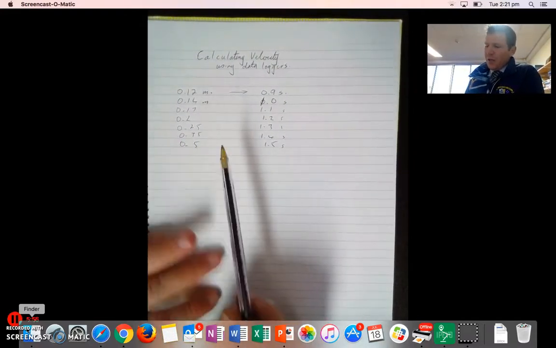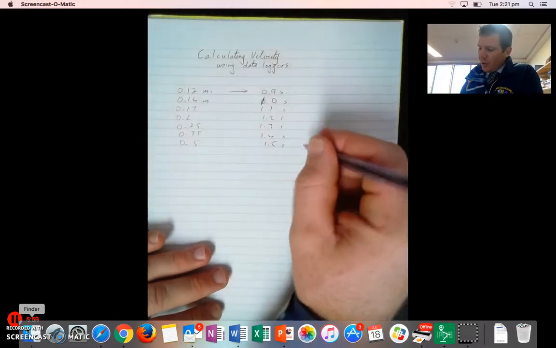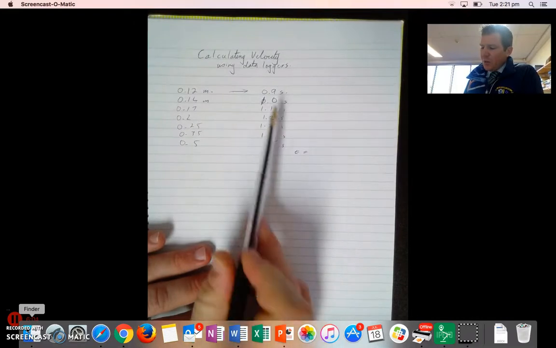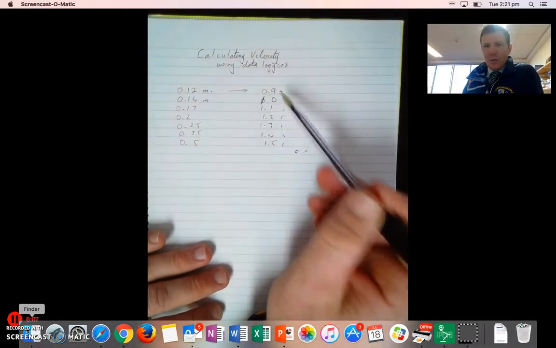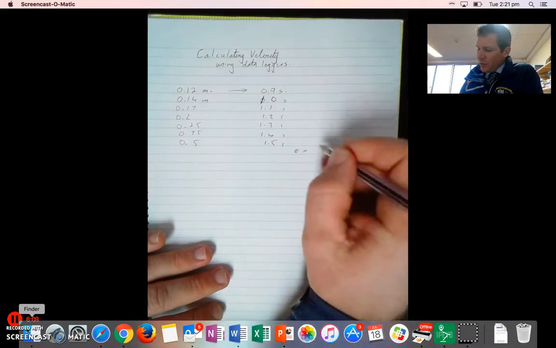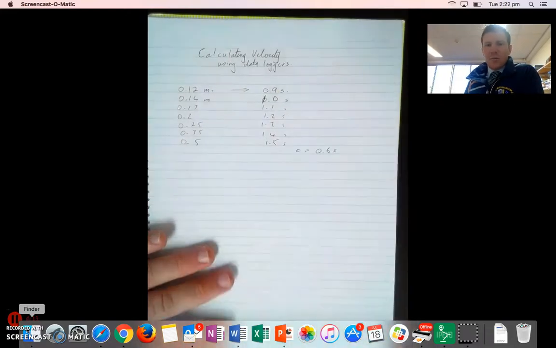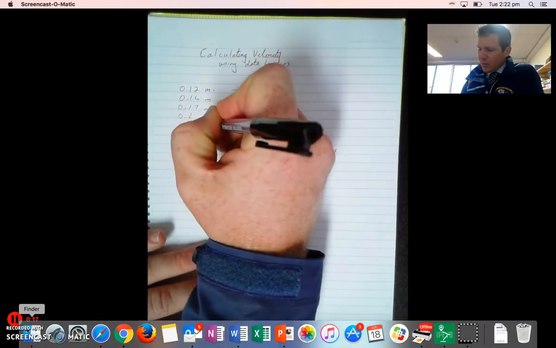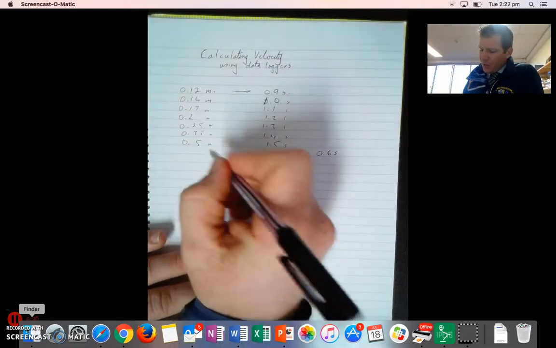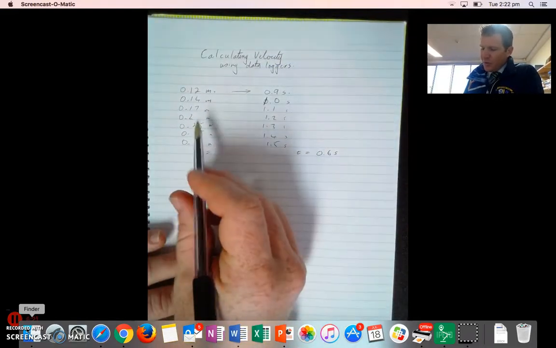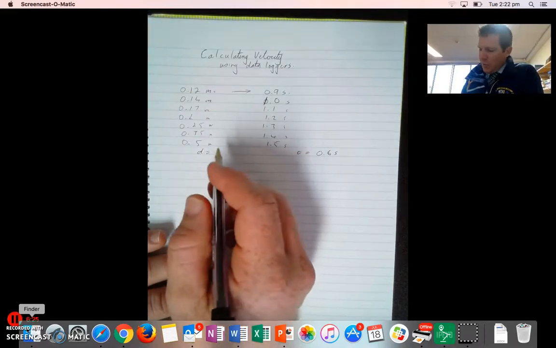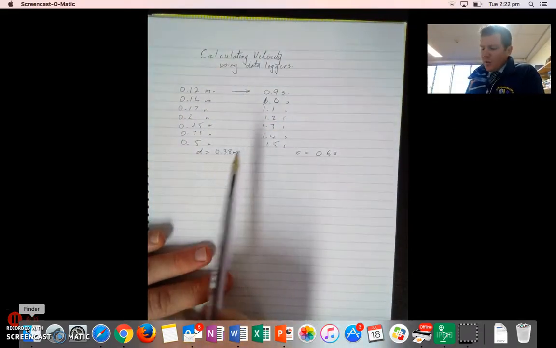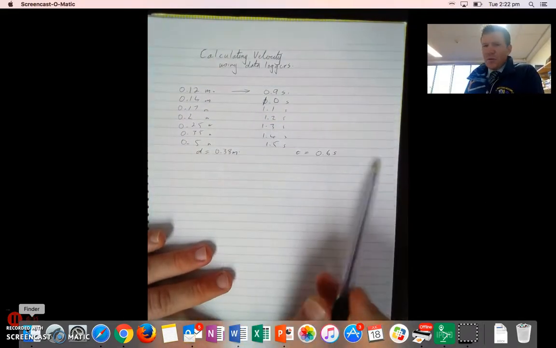Okay, so what we've got here is we can now work out our time. Our time is our final minus our initial. So we've got 1.5 seconds minus 0.9 seconds, which equals 0.6 seconds in total. All right, and then we've got the distance here, because these are all meters. Distance equals 0.5 minus 0.12, which is 0.38 meters. So I've ended up with a distance of 0.38 meters and a time of 0.6 seconds.